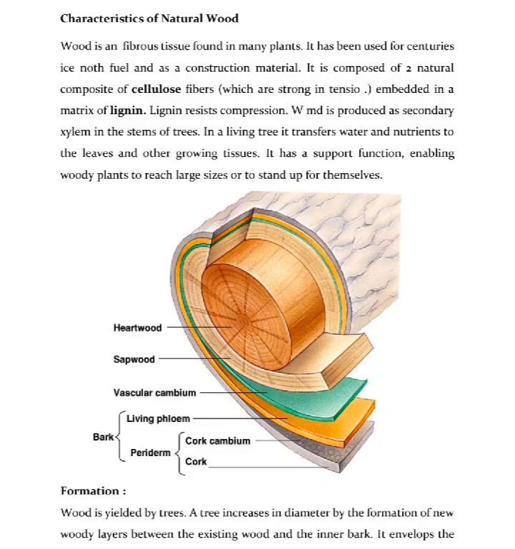Characteristics of natural wood. Wood is a fibrous tissue found in many plants. It has been used for centuries as fuel and as a construction material. It is a natural composite of cellulose fibers, which are strong in tension, embedded in a matrix of lignin. Lignin resists compression. Wood is produced as secondary xylem in the stems of trees.